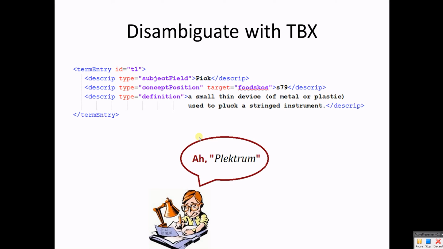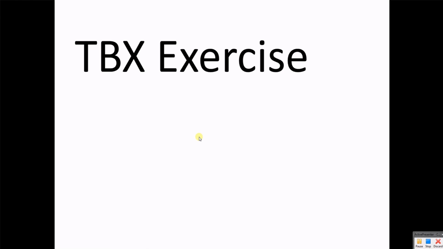So by putting the term entry in the TBX, the translator says, ah, this is what you mean by pick, a small thin device of metal or plastic used to pluck a stringed instrument. And they say, okay, that's no longer ambiguous and I know the right translation for that. Okay, so let's do the TBX exercise.